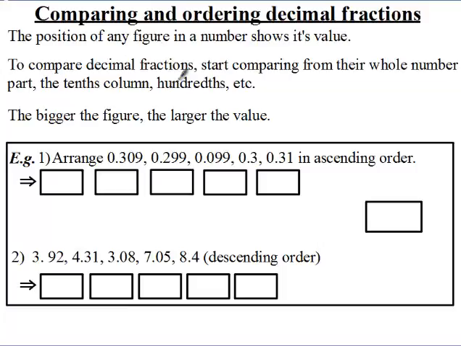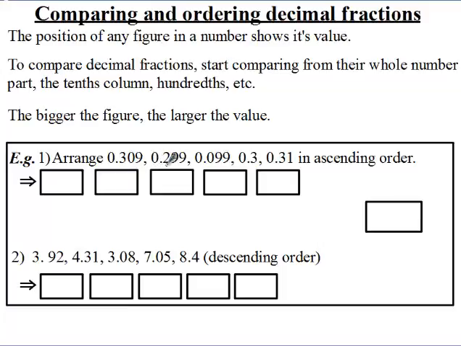So first of all, we are to compare their whole number part. The whole number part here is 0, 0, 0, 0. Here is also 0. Hence, we can't get the smallest number from the whole number part. So we move on to compare the tenths column. In the tenths column, we have 3 here, we have 2 here. So that suggests this number is bigger than this decimal.